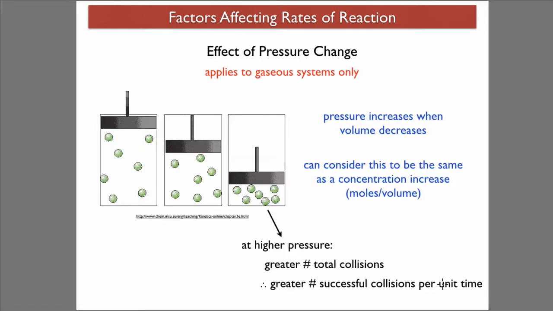The effective pressure change obviously applies only to gaseous systems. When pressure increases, volume decreases. And you can consider this just to be the same as concentration. You can see here this wonderful diagram. The molecules are all spread out, so they're not hitting each other very often. As you push the plunger in, they get squished together. And so they do start to collide with each other more often. At higher pressures, a greater number of total collisions, therefore a greater number of successful collisions per unit time.